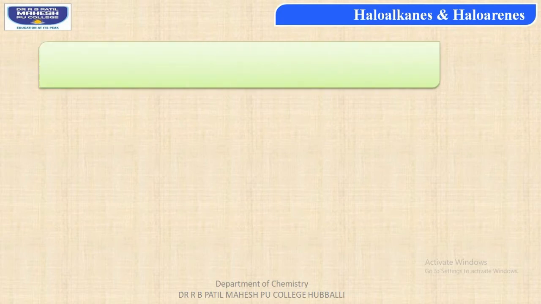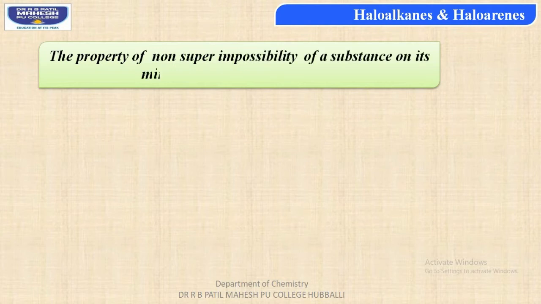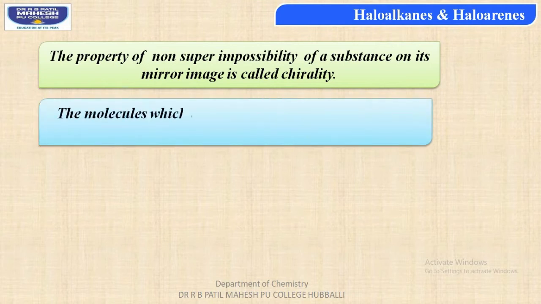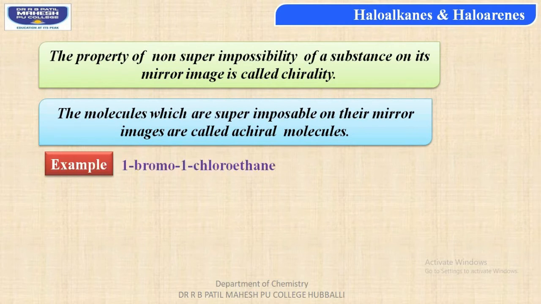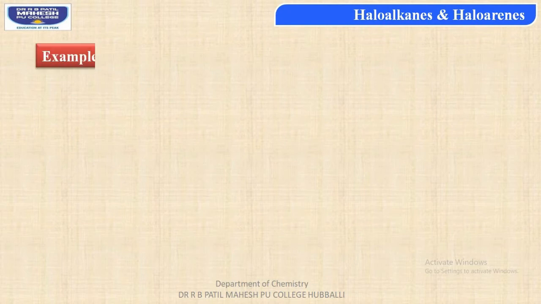The property of non-superimposability of a substance on its mirror image is called chirality. Whereas the molecules which are superimposable on their mirror images are called achiral molecules. For example, the 1-bromo-1-chloroethane molecule, students, forms non-superimposable mirror images, and thus it exhibits chirality. Let's continue, students, with some more examples.